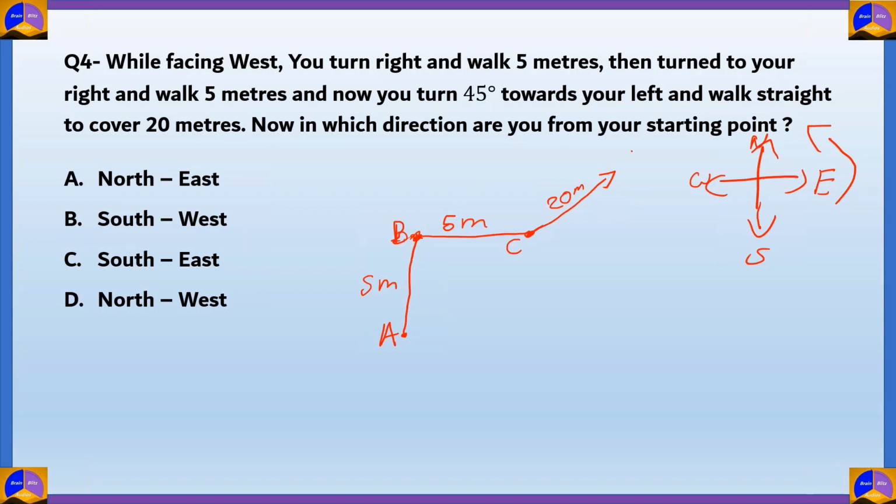Now in which direction are you from your starting point? Now you can see that this line is approximately equal to this diagonal. So it means that it would be the direction from C. So it would be the same as from the C direction. So in this case, it is facing northeast. So the correct answer is northeast.